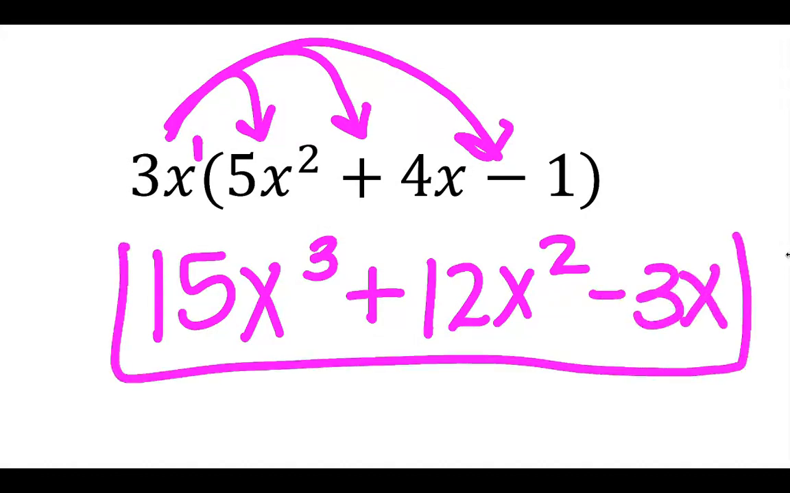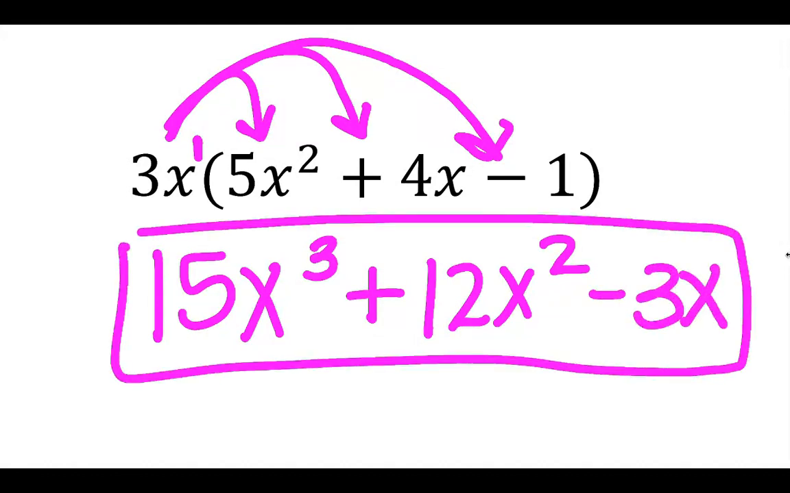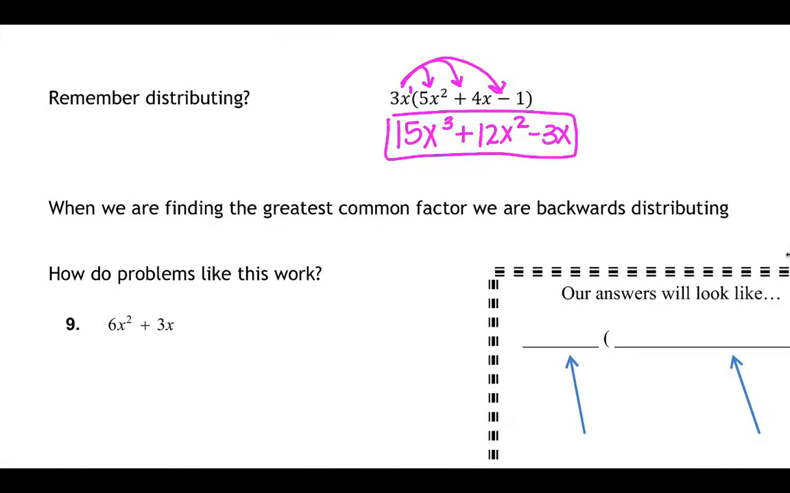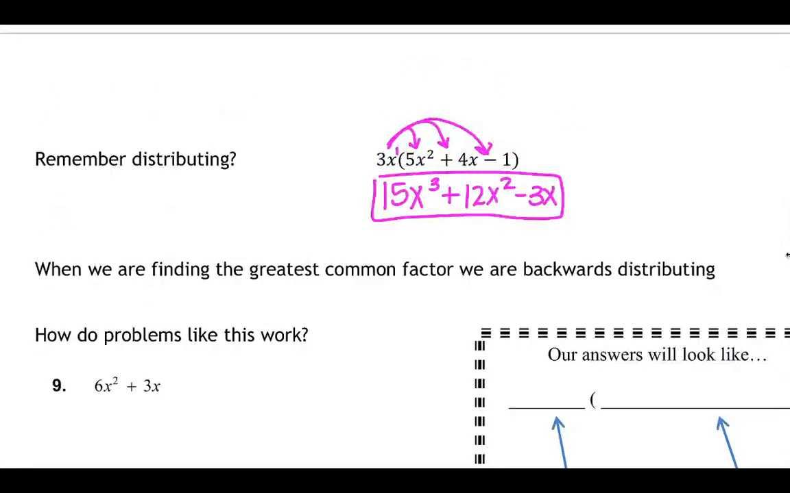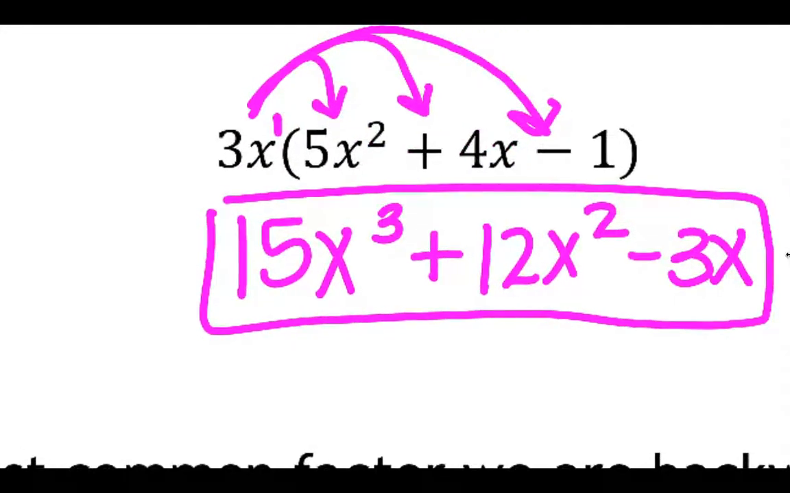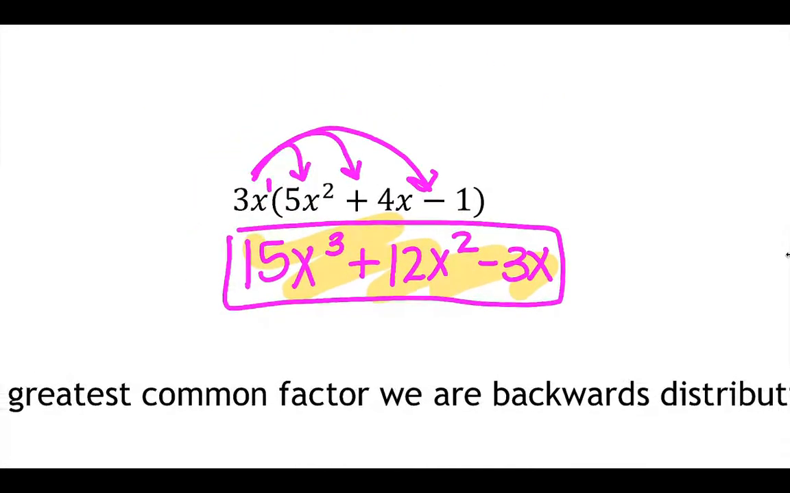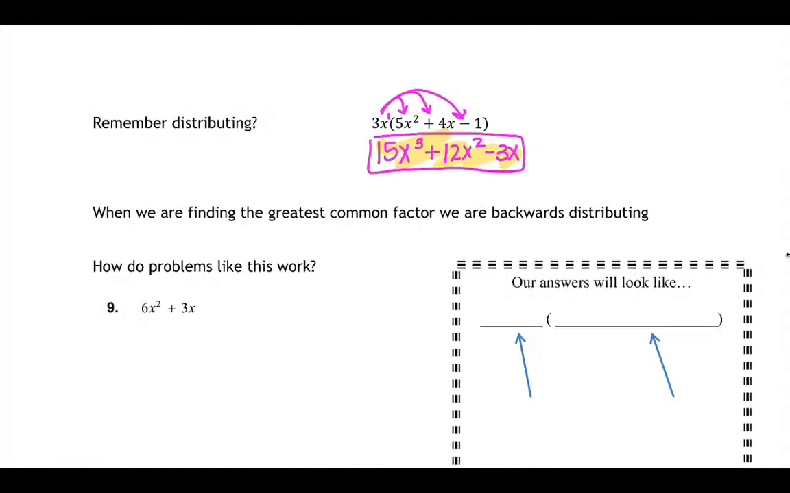So remember doing all of that? Well, now we're going to do the opposite. When we find the greatest common factor, we're really backwards distributing. Instead of giving you the trinomial and the monomial, I'm going to give you this big polynomial, and I'm going to ask you to go backwards and give me what the two pieces were. That's what we're doing. So we're undistributing.